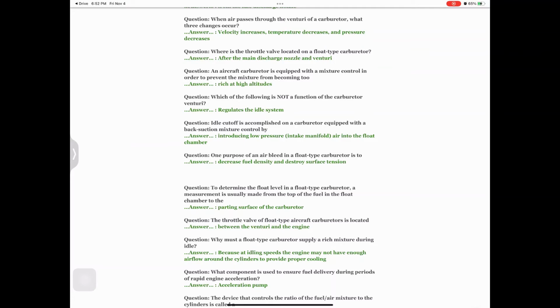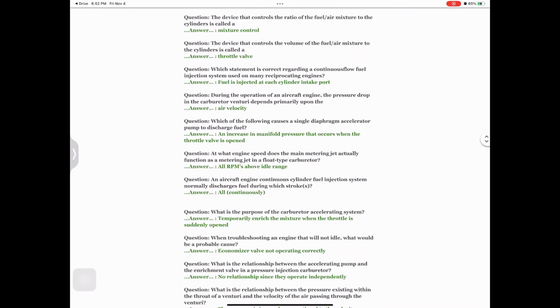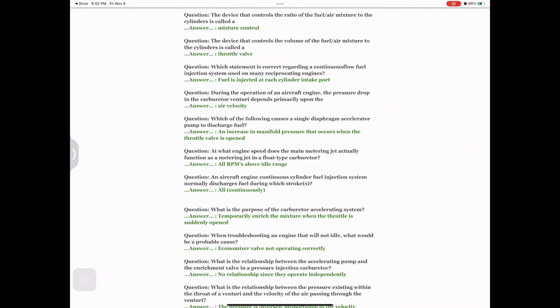Question: what component is used to ensure fuel delivery during periods of rapid engine acceleration? Answer: acceleration pump. Question: the device that controls the ratio of the fuel-air mixture to the cylinders is called a, answer, mixture control. Question: the device that controls the volume of the fuel-air mixture to the cylinders is called a, answer, throttle valve. Question: which statement is correct regarding a continuous flow fuel injection system used on many reciprocating engines? Answer: fuel is injected at each cylinder intake port.